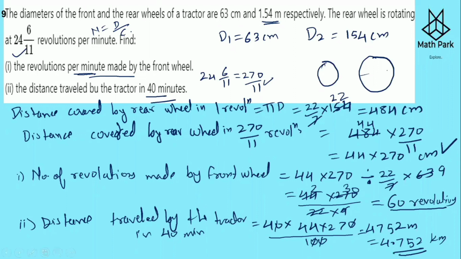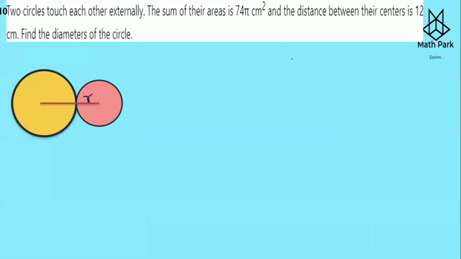Got it? So let us take this as R, and then this becomes 12 minus R. We are asked to find the diameters. Earlier question, it was radius. So we have the sum of the areas, that is pi R square plus pi into 12 minus R the whole square is equal to 74 pi centimeter square.